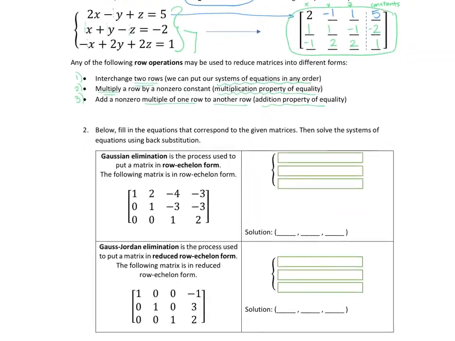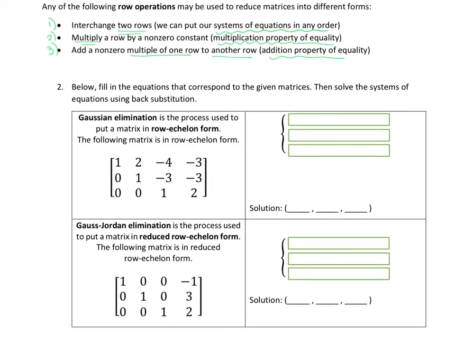So let's look at this matrix that's down below. It says, fill in the equations that correspond to the given matrices and then solve the system. So the first matrix was found by using something called Gaussian elimination, and it's put in row echelon form. Row echelon form means that we have zeros here and 1s all along the diagonal. And we can use the row operations up above in order to put it in this form. But let's see what happens if we're able to go through that process and we end up with this row echelon form. What happens?